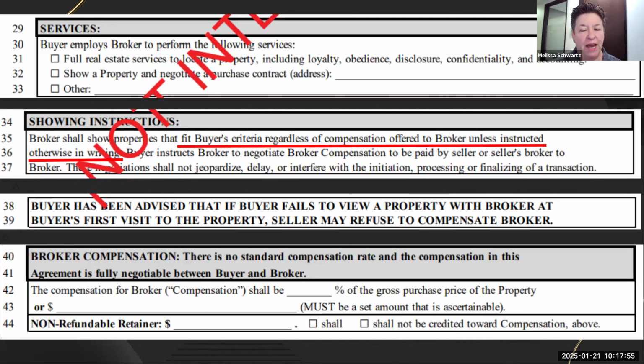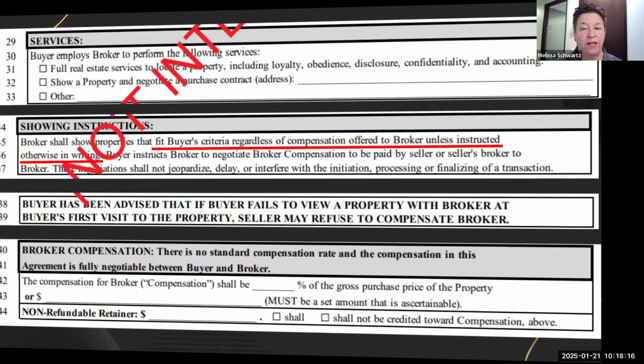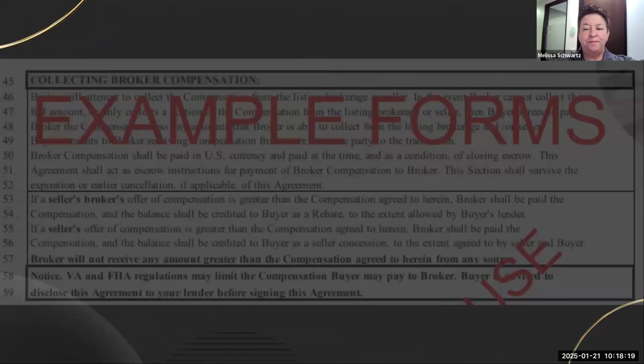Broker compensation. Now, in this, it does say there's no standard. We know that. Compensation broker shall be getting, this is for your buyer broker agreement. What is the buyer going to pay you as the buyer's agent? Right? It's detailed there. They do have the non-refundable retainer if you're going to do a retainer, whether or not it's credited. So you've got both of those in there.